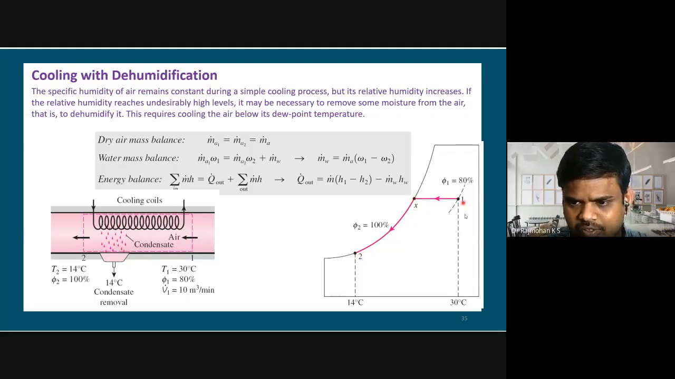For this condition, for this composition, this is the dew point. So below that we have to cool it to this temperature. That's what happens here. Some values are given here, you can see in this graph.